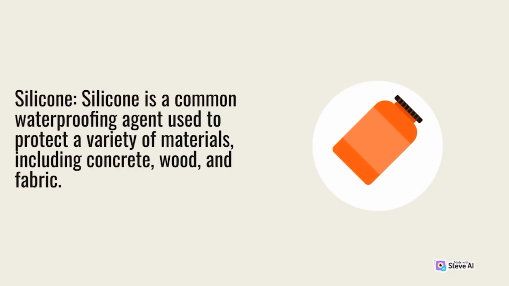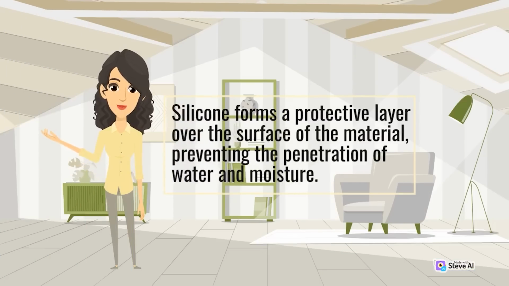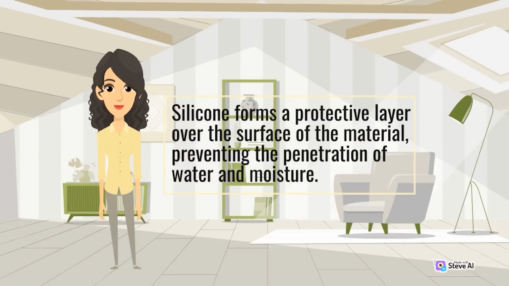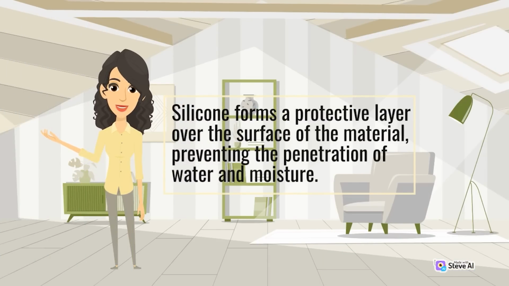Silicone. Silicone is a common waterproofing agent used to protect a variety of materials, including concrete, wood, and fabric. Silicone forms a protective layer over the surface of the material, preventing the penetration of water and moisture.